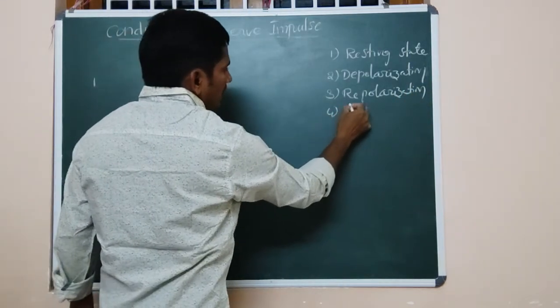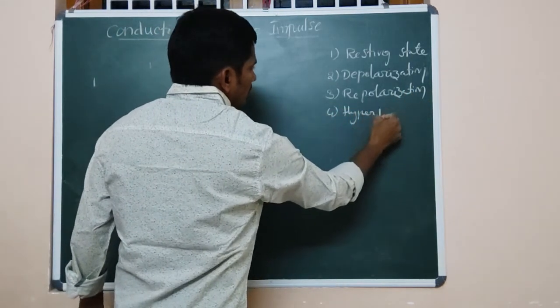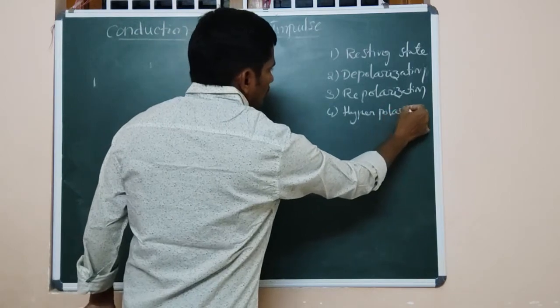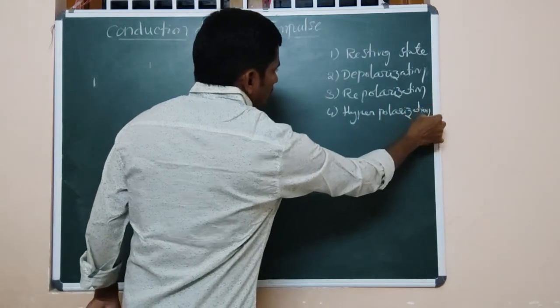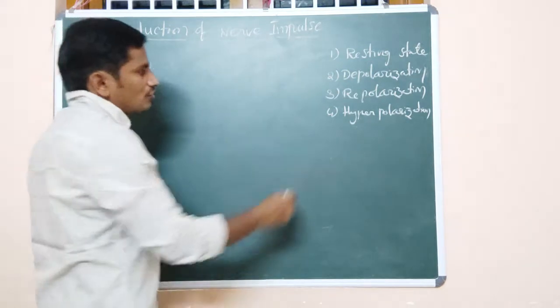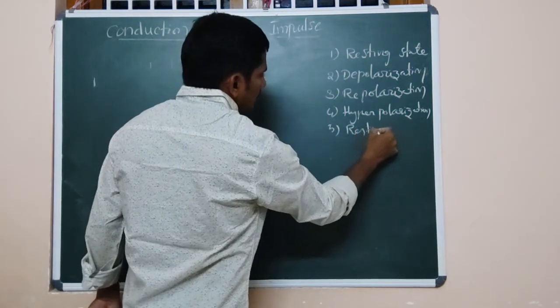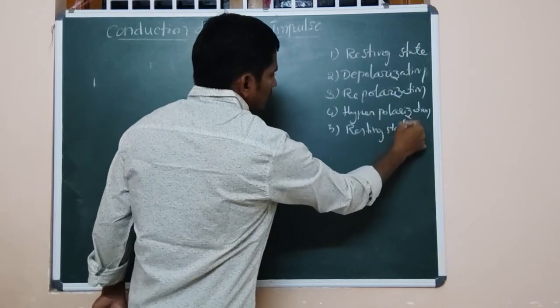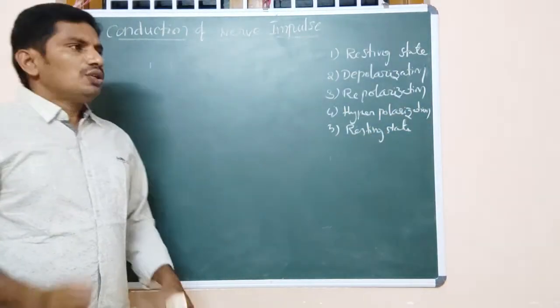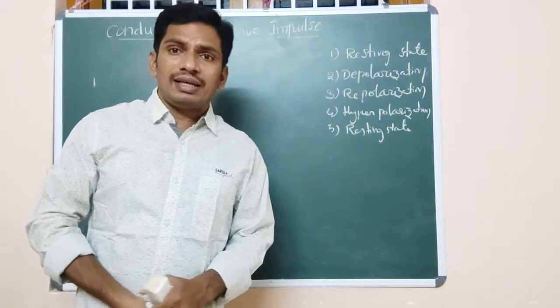Fourth one is hyperpolarization. Again it comes to the same resting state. Here the neuron should follow the all or none function.